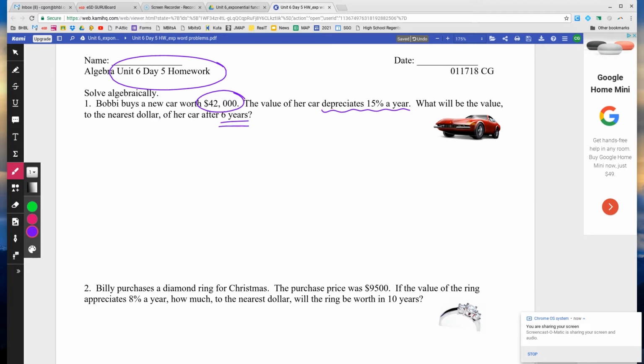So notice that I am depreciating, so I am going down in value. So when I write my formula for my exponential decay, I know that instead of adding, I will subtract to make sure that my value goes down. So y equals my initial amount, 42,000, times 1 minus. Now remember, we need to take our rate and convert this into a decimal. So minus 0.15, all raised to the power of 6.